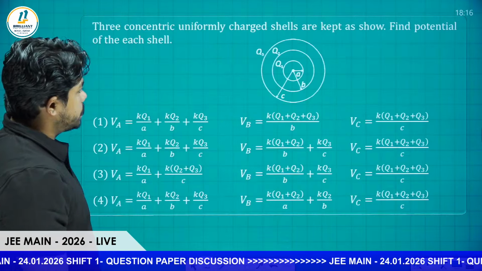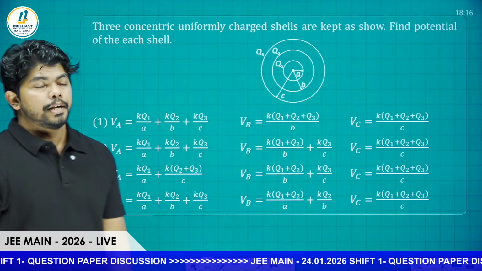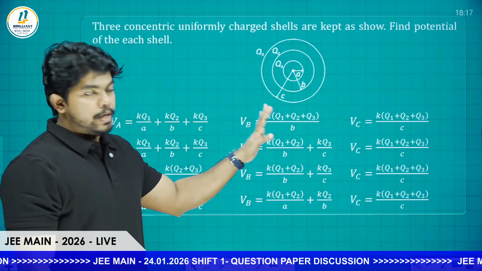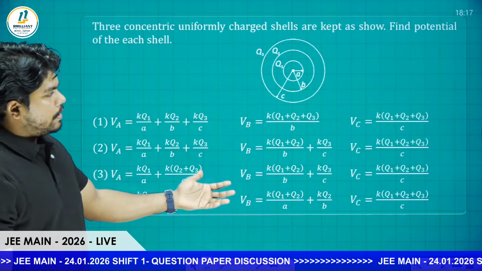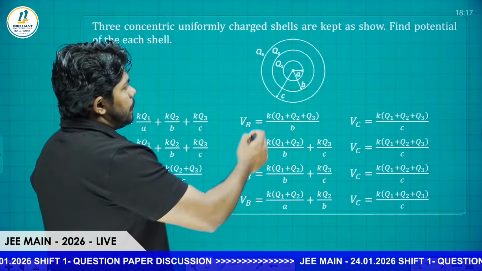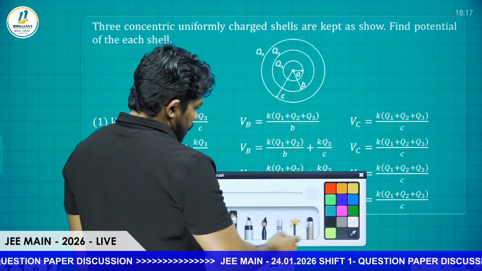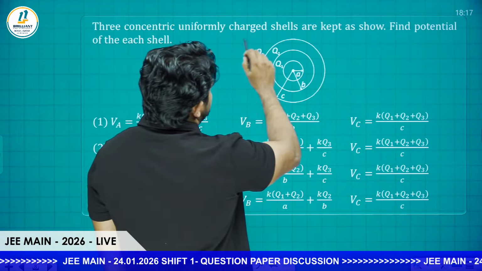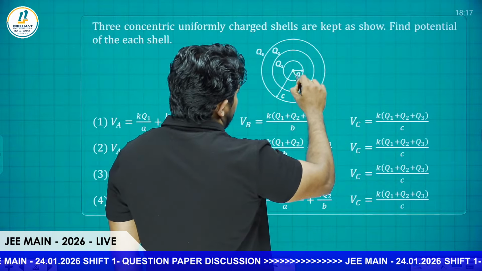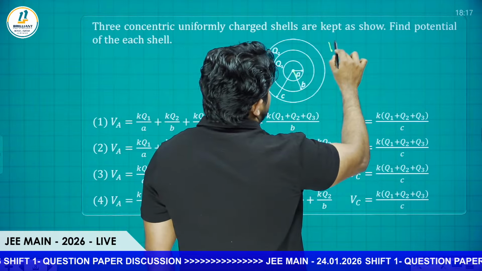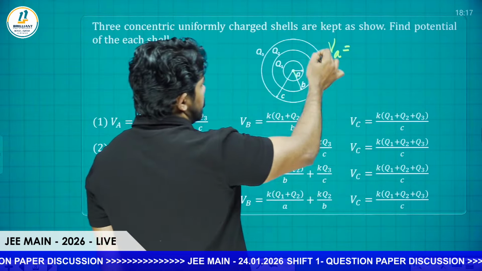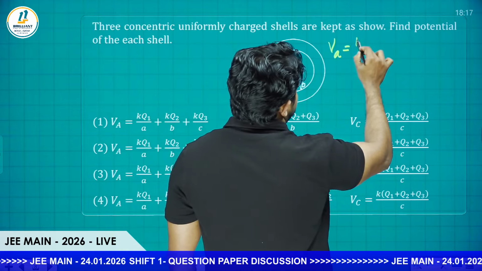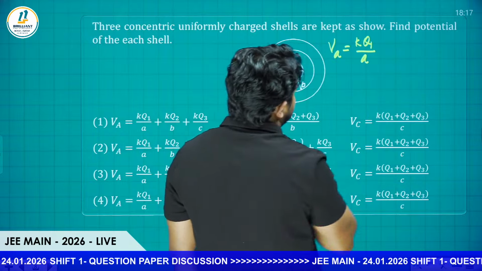Now moving on to the next one. This is a question regarding electrostatic potential, and this is also a standard theoretical question. Actually, they are asking for the direct equation, and we don't have to calculate anything here. The first thing you need to understand is that there are 3 concentric, uniformly charged spherical shells, and the first shell has radius a. What is the potential of the first sphere? It has a potential on its own surface, that will be k q1 divided by a.